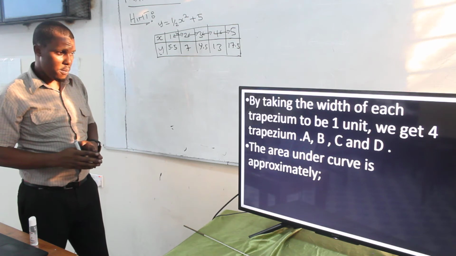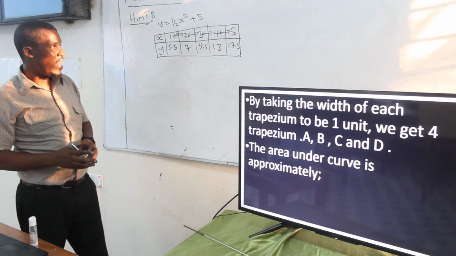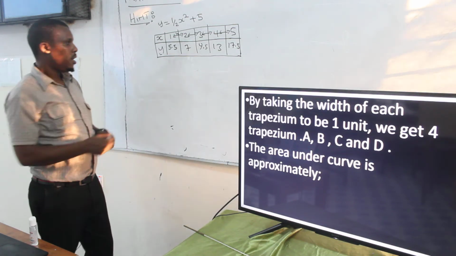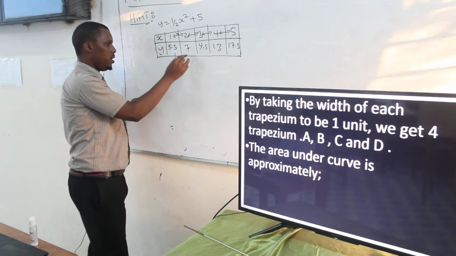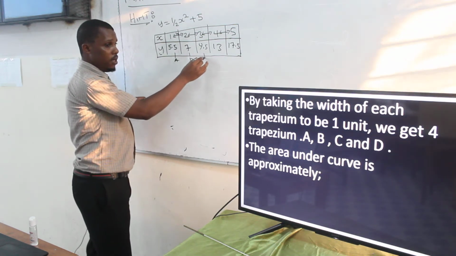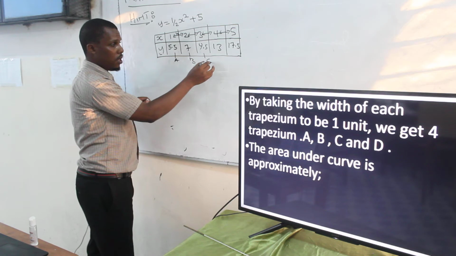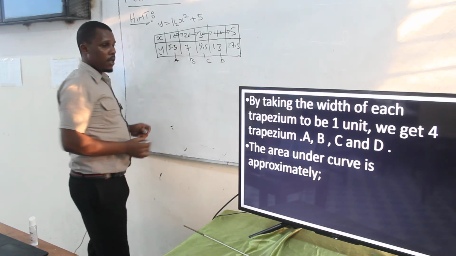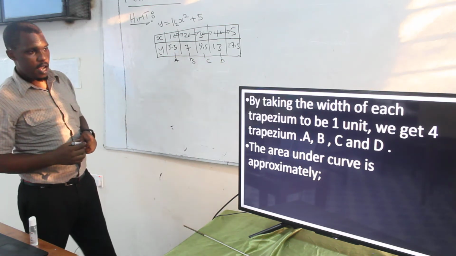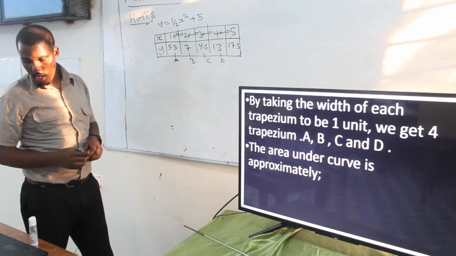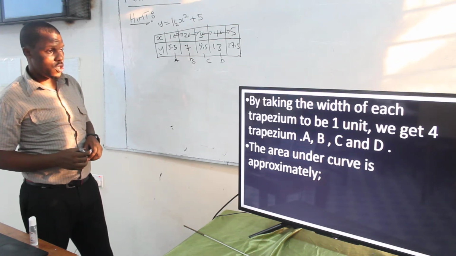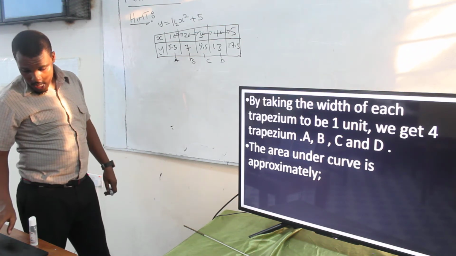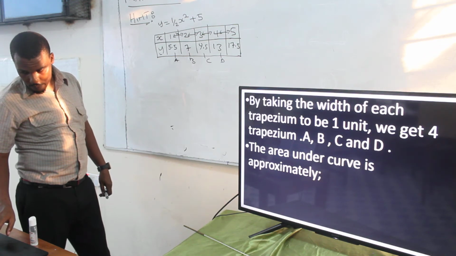Then we get, taking the width of each trapezium to be 1 unit, we obtain 4 of them. That is A, B, C, and D. That is our trapezium A, then this is our B, then we have our C, then our D there. That's what you're saying, the area under the curve can be approximated as shown there. That's the area under the curve.